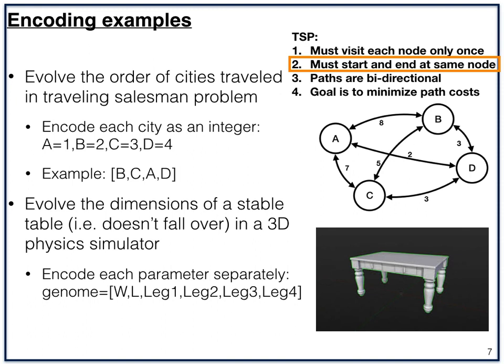Now I mentioned before that problems can have different types of encodings. So this is one way of encoding this particular problem. We can also encode it this way, where we just have a genome with 3 values, where we have the width and the length of the tabletop, and then we encode all the legs together. It's just a single value that we copy and paste to all the different legs. And we'll talk about this again later when we talk about mutation.